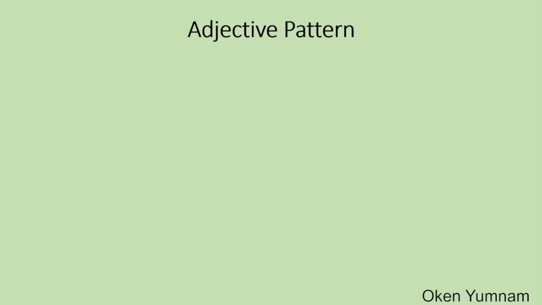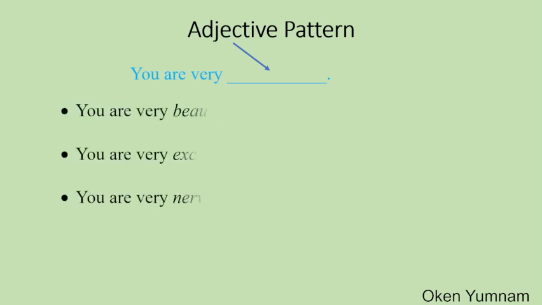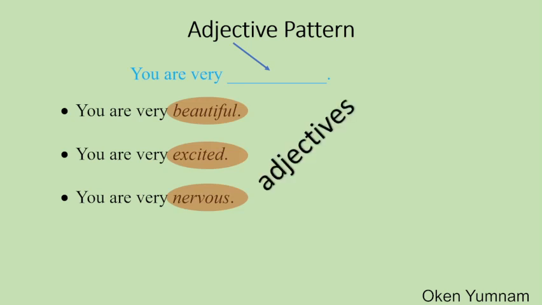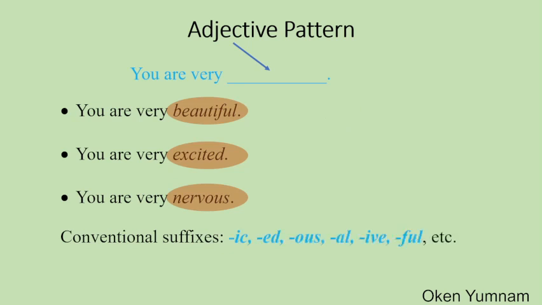And adjectives, what pattern do they follow? Adjectives in a sentence can follow this pattern: You are very, and after this any adjective can come. Examples here: you are very beautiful, excited, or nervous. These, beautiful, excited, and nervous, are what we call adjectives, and adjectives follow this pattern. And conventional suffixes for adjectives are given here.